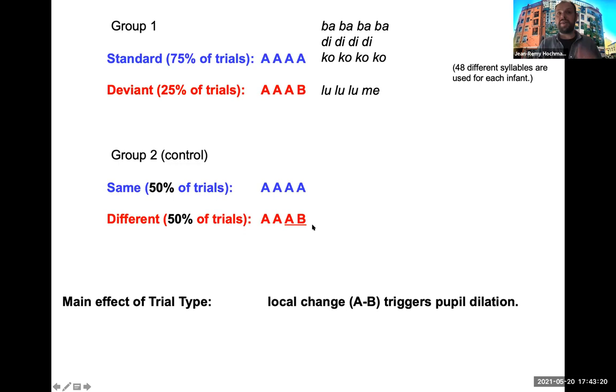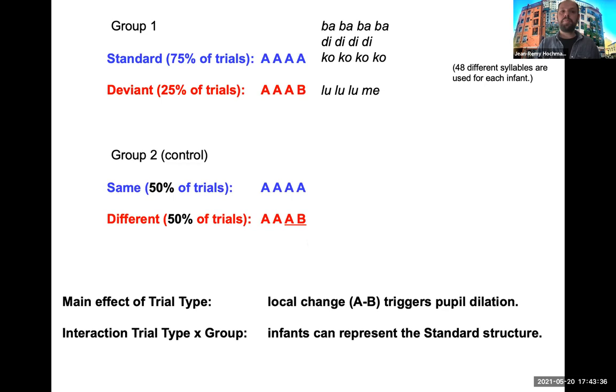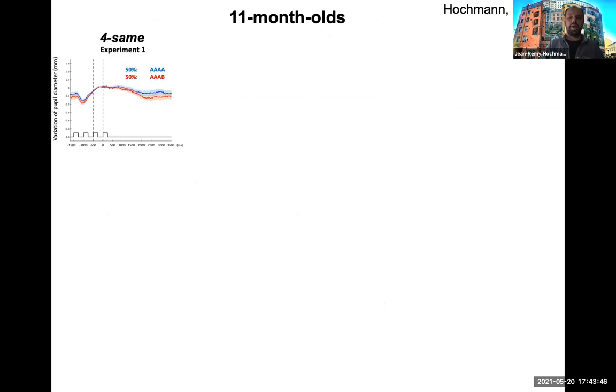So if we only have a main effect of trial type, that is more pupil dilation for different sequences than for same sequences, then that's no evidence for the representation of the same structure. But what would be evidence for the representation of the structure is an interaction between the group and the trial type. Okay, so this is what we did.